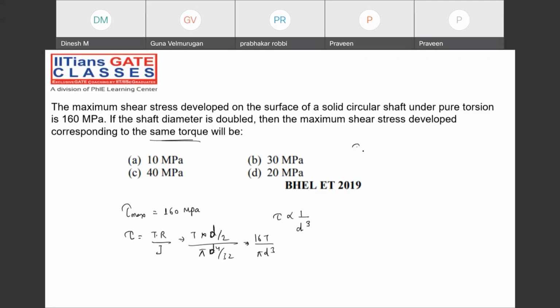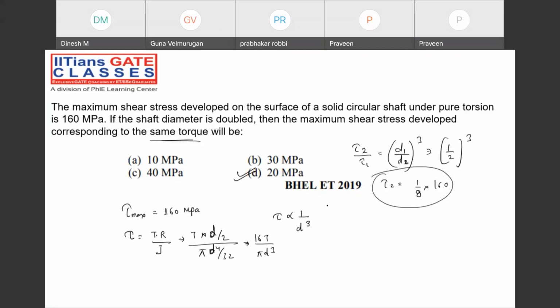Right? So they are asking tau 2 by tau 1. That is d1 by d2 to the power 3. Now what is d1? The shaft diameter has been doubled. That means tau 2 will be 1 upon 8 times of tau 1. Then what will be the answer? What will be the answer? 20, right?